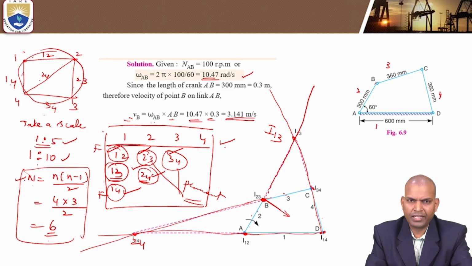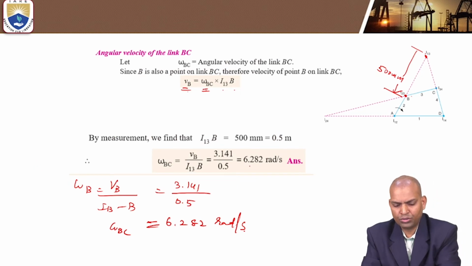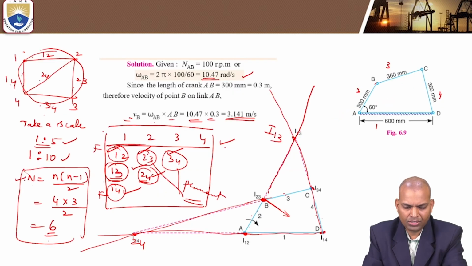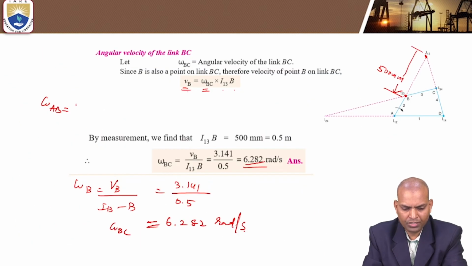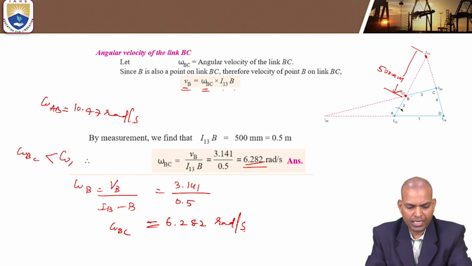We have to calculate the unknown angular velocity of link BC. That is observed as 6.282 radians per second, and omega AB, the angular velocity of AB, is 10.47 radians per second. So the angular velocity of BC is lower than the angular velocity of AB. That is the manner in which we have to calculate.